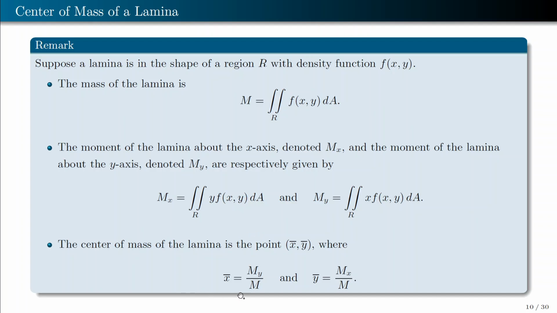But for me, the way I remember it: the numerator in the formula for x bar is the double integral of x f of xy, and both are over m. Then for y bar, the y coordinate of the center of mass, the numerator is the double integral of y f of xy. Again, try not to be confused about these formulas. Okay, but here they are.